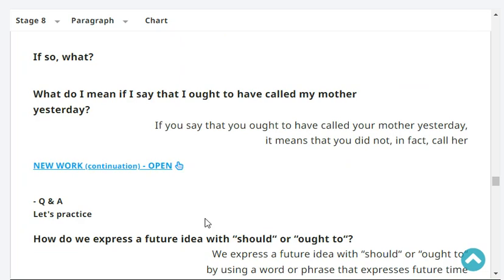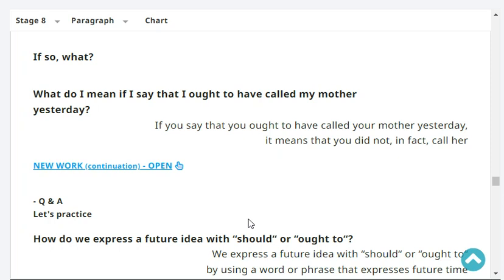What do I mean if I say that I ought to have called my mother yesterday? If you say that you ought to have called your mother yesterday, it means that you did not, in fact, call her. Very good.